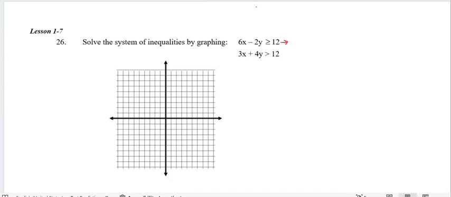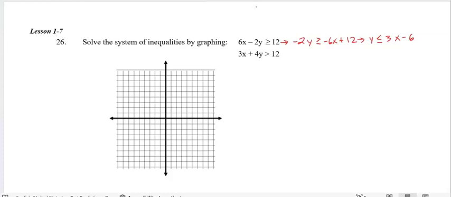So I need to subtract 6x from this first inequality. And then I need to divide by negative 2. So be careful because we're dividing by negative, which means we have to reverse the inequality sign. And so negative 6 divided by negative 2 is 3x, and then 12 divided by negative 2 is negative 6.